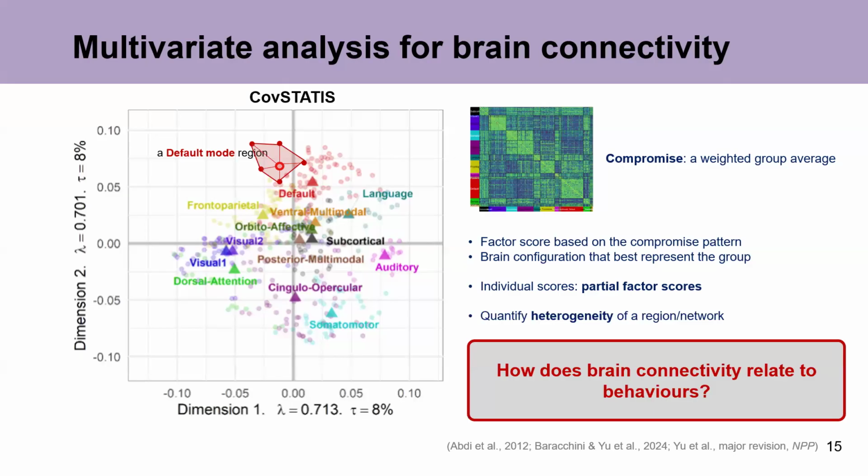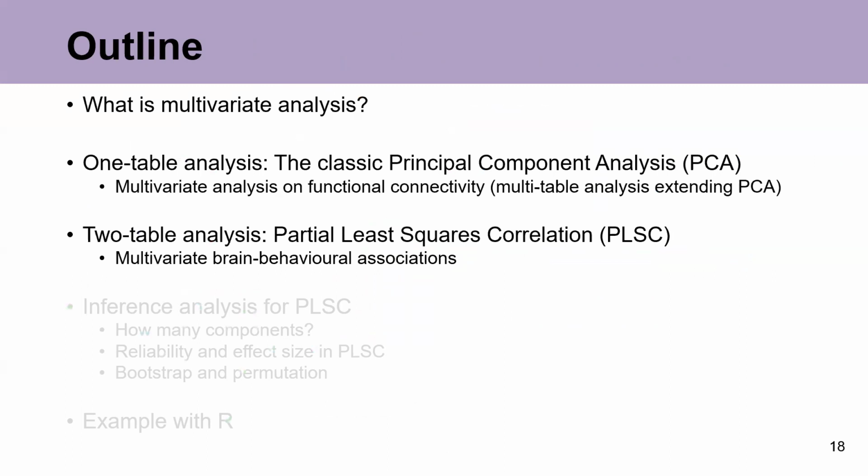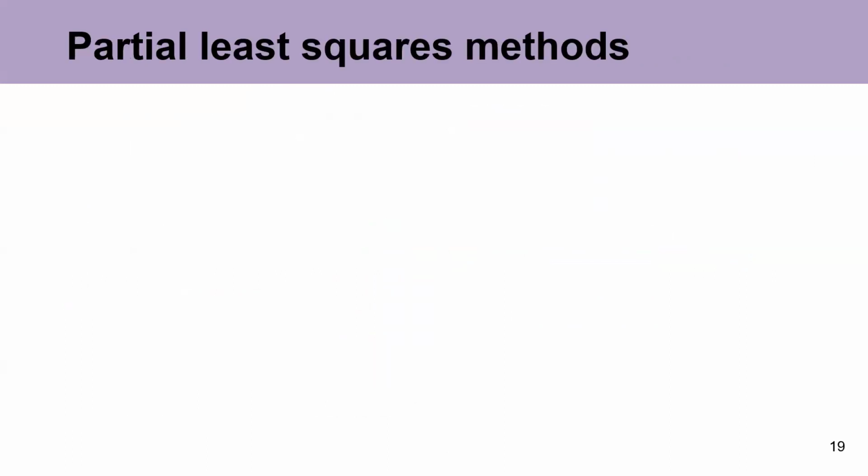And I'm already doing multivariate. I don't want to go back to correlations on all 392 regions, right? So we need a multivariate way to do association, and that's where we bring in partial least square methods. Okay, so finally, we're going into the topic today.